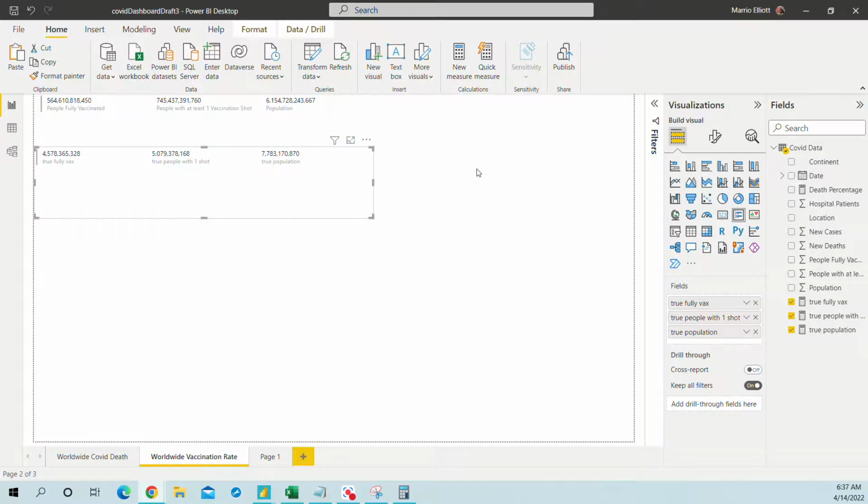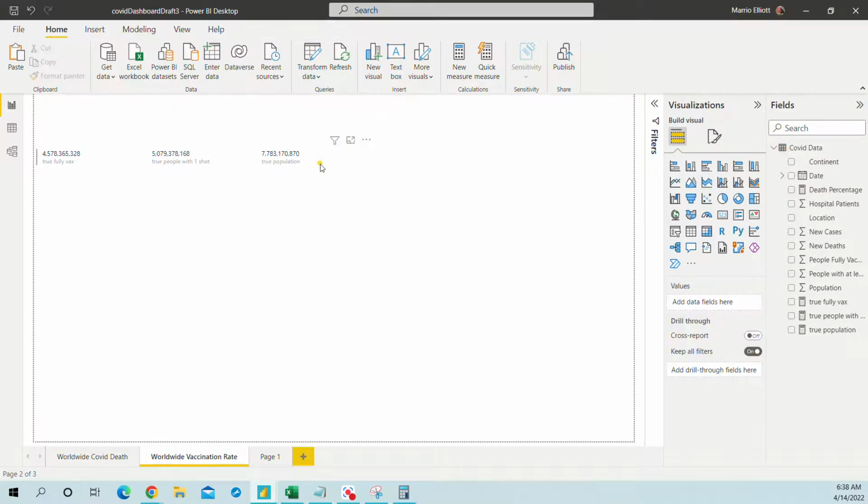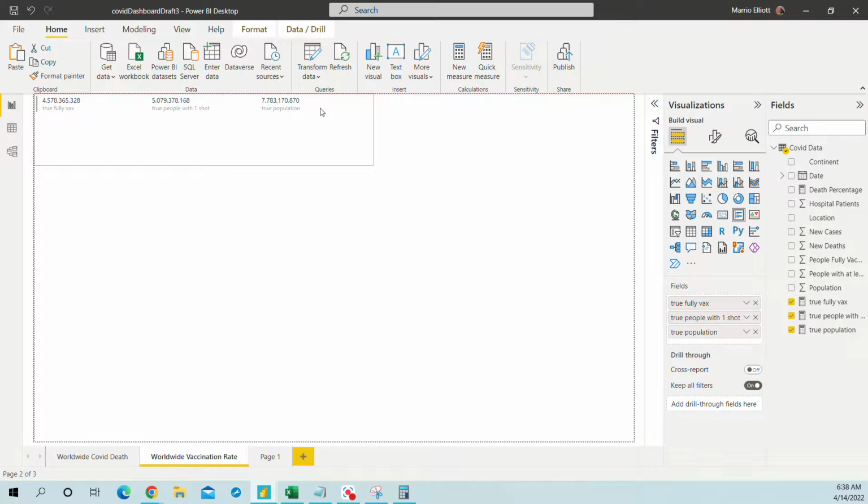So yeah, that looks much better. That seems much more accurate for about 4.5 billion people fully vaccinated and about 5 billion people with at least one vaccination. That is way more accurate. So with that being said, we can get this out of here. Hit the delete. No, it's not deleting. Delete.